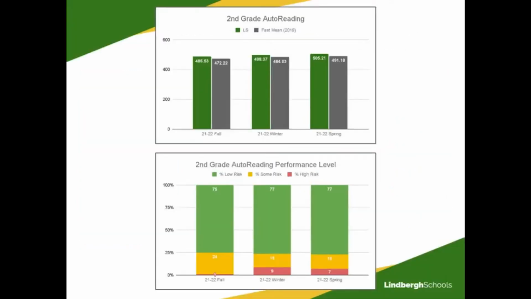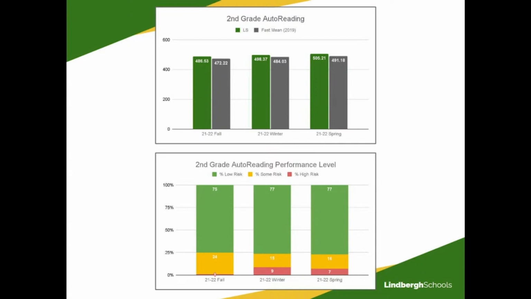Next slide, I think our last second grade slide here, is auto reading. This one is a test on very specific skills. We outperformed the national mean. We were 0.25 of a point, so a quarter of a point, off the pace. And our celebration down here at the bottom is that we have 77% in that low risk and college pathway.